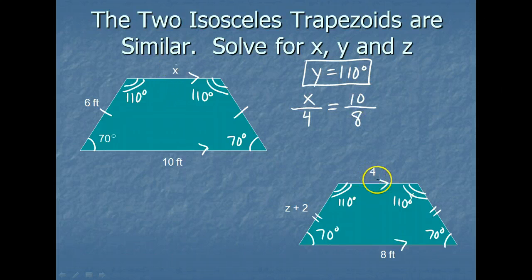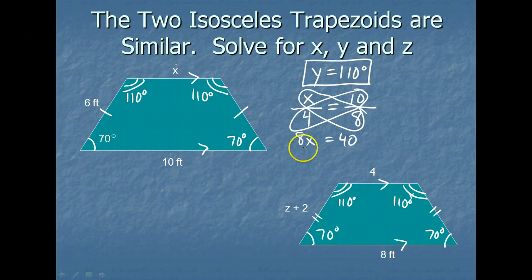Notice I went from here to here, here to here. X over 4, 10 over 8. This proportion will be consistent. So cross multiply. 8x equals 40. Solve for x.